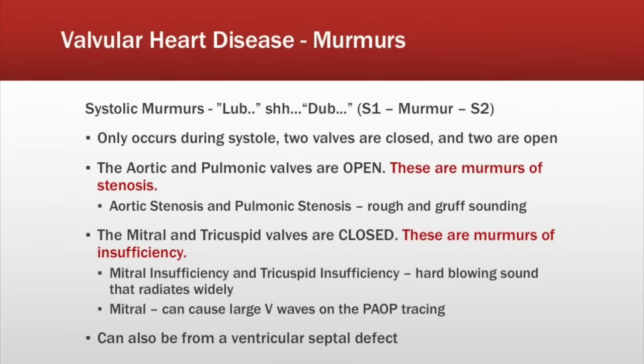Mitral insufficiency and tricuspid insufficiency sound like a hard blowing sound that radiates significantly throughout the chest. The mitral can cause a large V-wave pattern on the pulmonary artery occlusion pressure tracing.